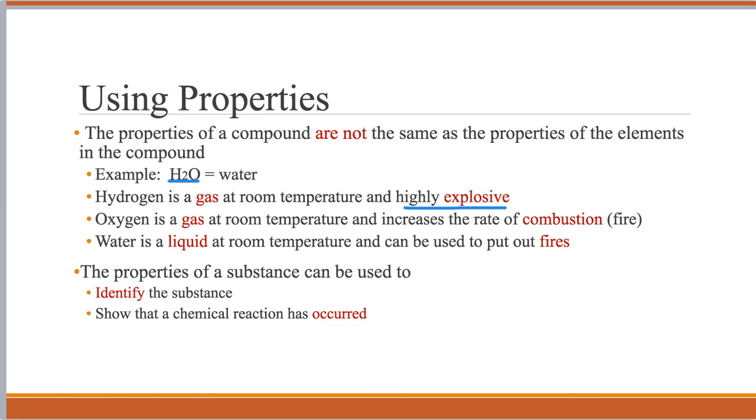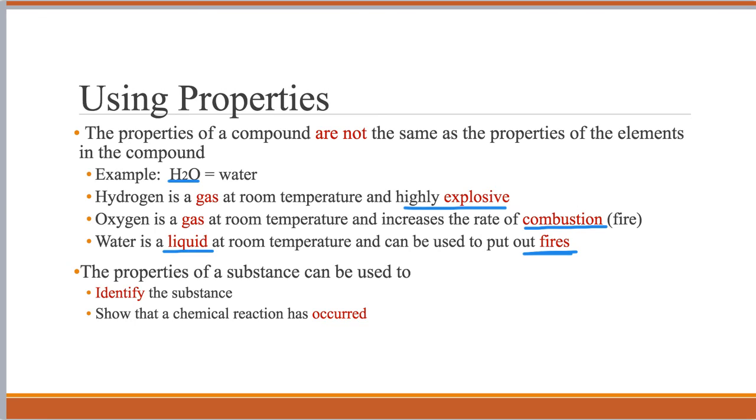We're breathing it in, and it's very important to us. And oxygen will increase the rate of combustion. It increases fires. You're probably familiar with, if you personally are experiencing a fire in your clothing, you would stop, drop, and roll because you're trying to smother the fire. You're trying to cut off the oxygen. But water, which is a combination of hydrogen and oxygen, is actually a liquid at room temperature. So we've changed physical properties of the elements. From the elements to the compounds, they've changed from a gas to a liquid. And water, of course, is used to put out fires.